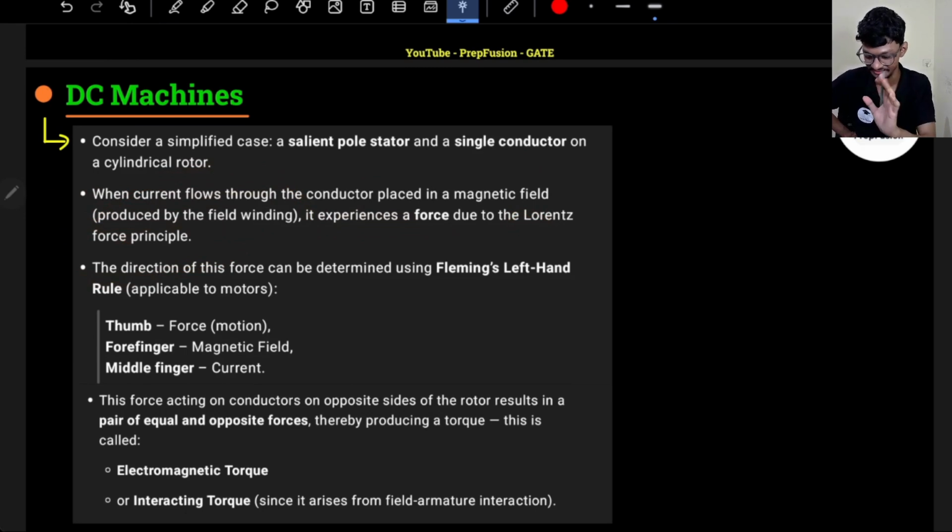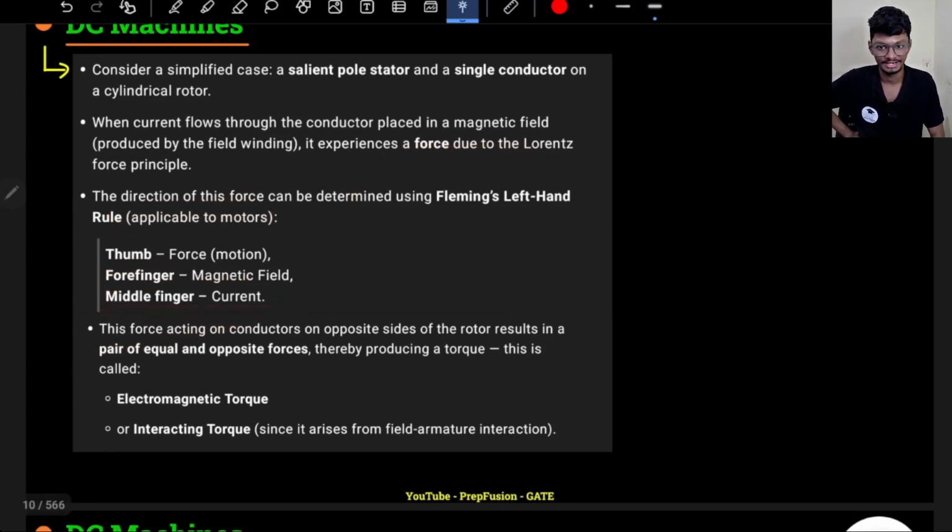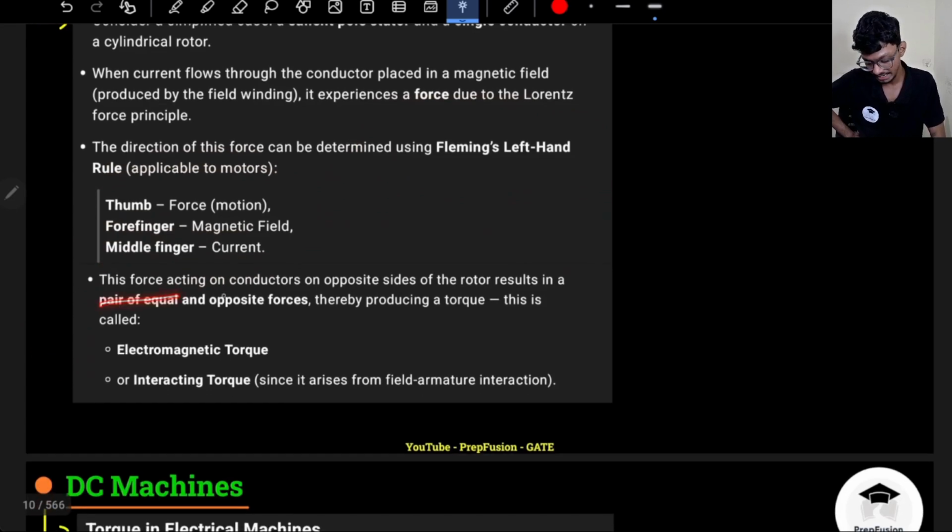This you study in class 11, so I am not explaining it over here. The direction of this force can be determined by Fleming's left hand rule. Thumb will be the force, forefinger will be the direction of the magnetic field, middle finger will be the direction of current. This force acting on conductors on opposite sides of the rotor results in a pair of equal and opposite forces, thereby producing a torque. This is called electromagnetic torque, due to which the rotor rotates, or interacting torque.